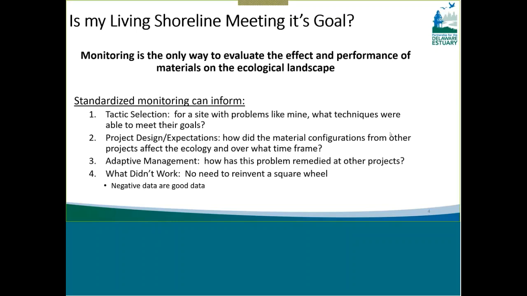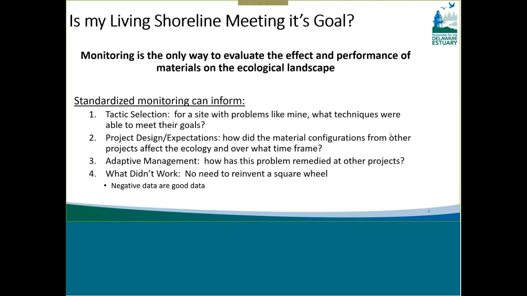So this tactic selection in meeting different goals, the project design and the expectations: if you have a pile of materials at a site, you can construct them in a whole bunch of different ways. Which configurations are really working and how long does it take them to work? If we install something today, what is it going to be next week? Is it going to be working 2 years from now? Is it going to be meeting its goals? So setting these expectations, adaptive management, getting in there in front of these problems.